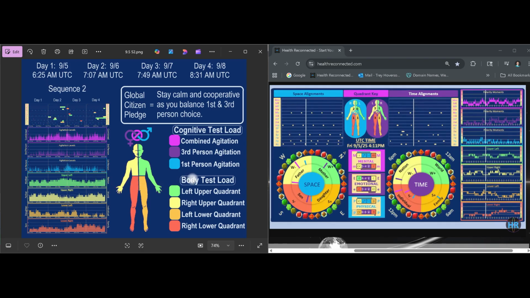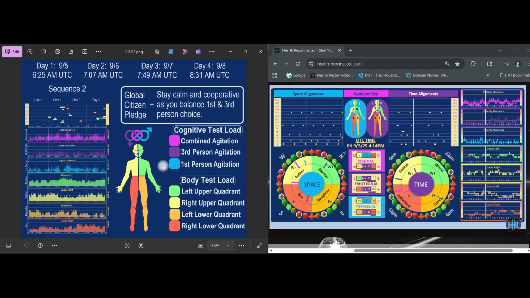Now, we're going to focus a little bit more on this blue chart than we have in the past because this blue chart is what Health Reconnected Technologies is all about. What this chart is doing is showing how the cycles of the Earth are going to unfold for the next 4 days, and how those cycles are directly connected to and going to affect the four quadrants of the human body.